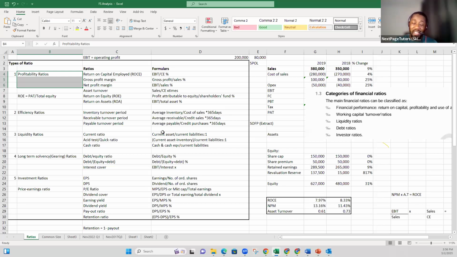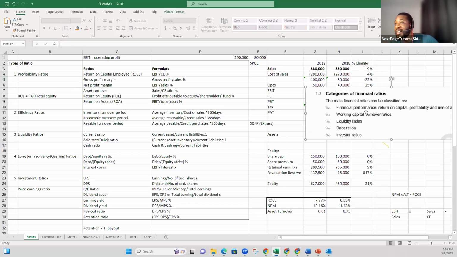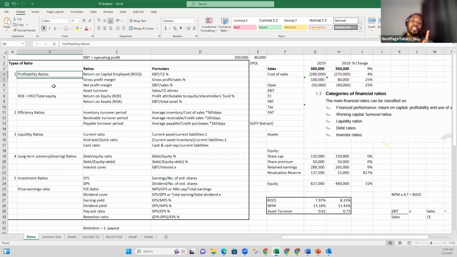So she said profitability ratio is a ratio that you use to analyze how well a company has performed during a particular period or over a period of time. So it's a performance ratio. You use it to measure performance, and that's why it is named this way, from this snippet that says financial performance, right? So that's what profitability ratio measures.